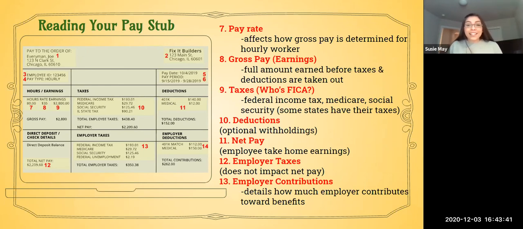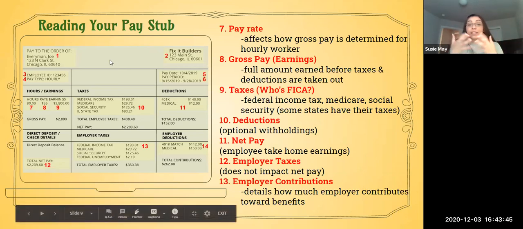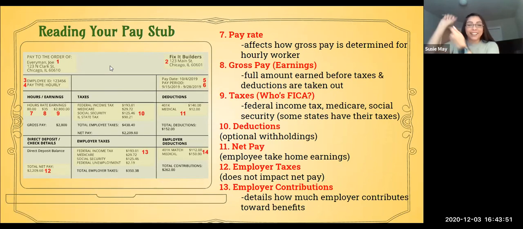Number 11 is net pay. That is the money that you get to take home. So I like to think of it as a safe, or not a safety net, but your net, you're catching fish. That's what you get to take home.